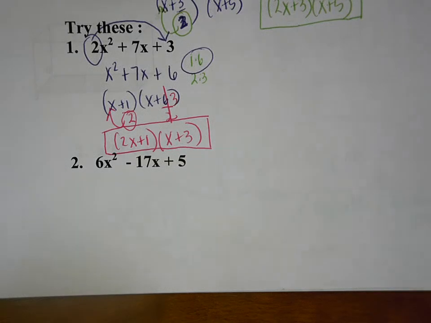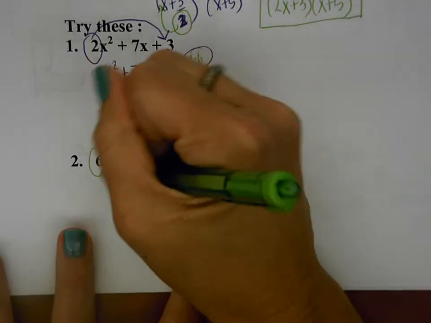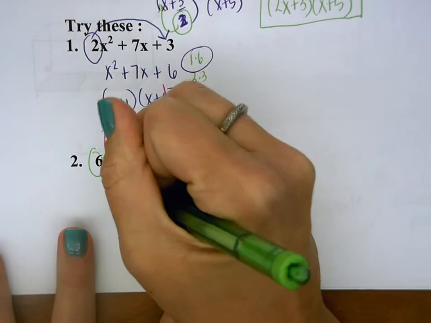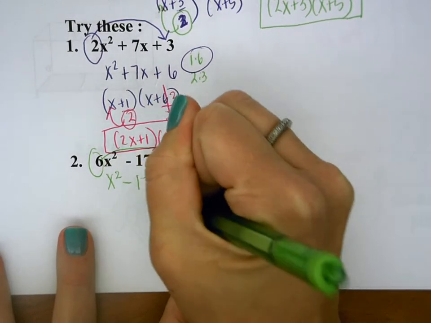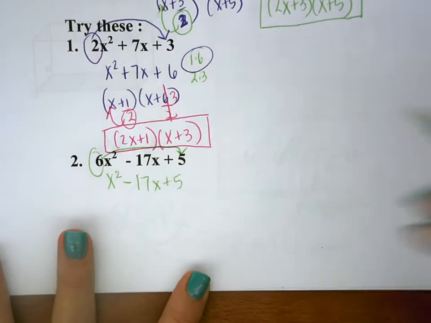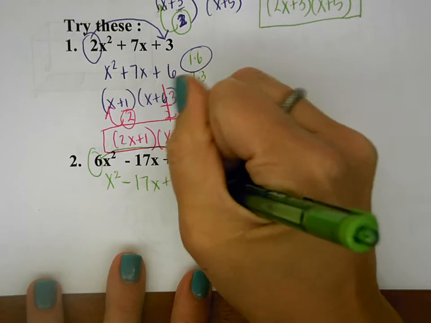Okay, so the correct answer was 3x minus 1 and 2x minus 5. Most of you got it correct. A few of you didn't because you forgot to reduce. So I'm going to go through this real quick. So we go over by 6. We rewrite this as x squared minus 17x plus 5. Nope, not 5. Oh my goodness, 30.